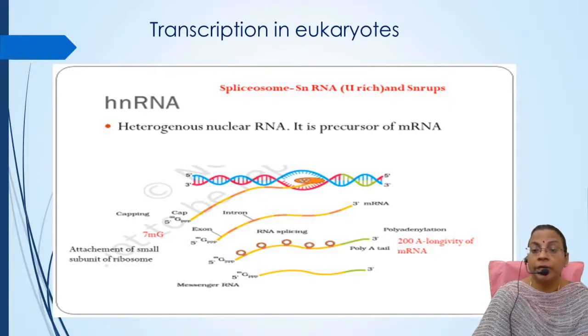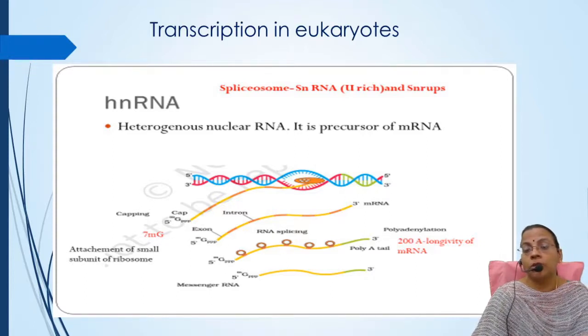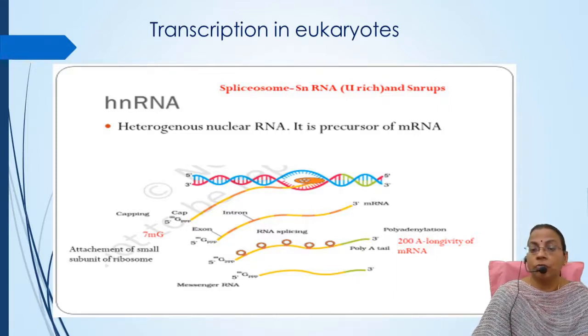In the same way, at the 3' end of the hnRNA, approximately 200 molecules of adenosine triphosphate will be attached one after another. That forms a long tail. That step is called polyadenylation. A poly-A tail will be formed.